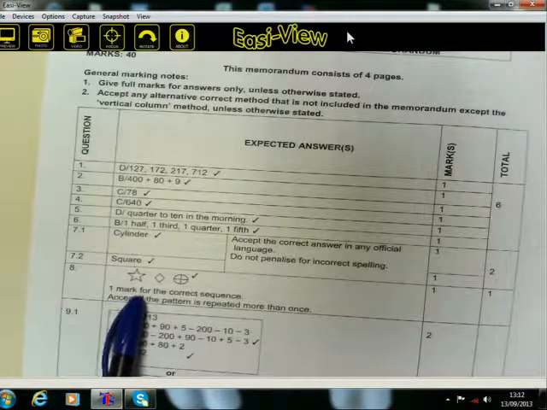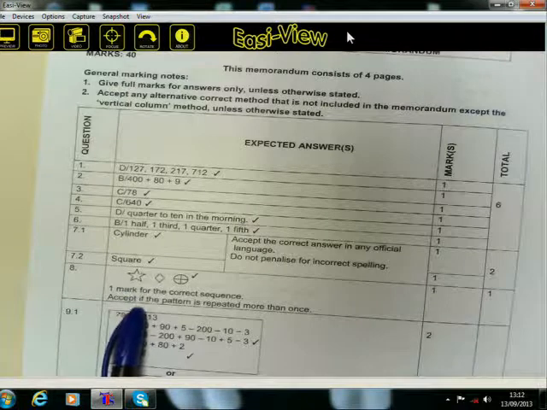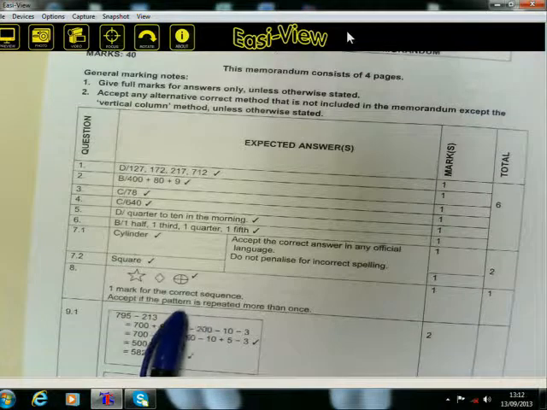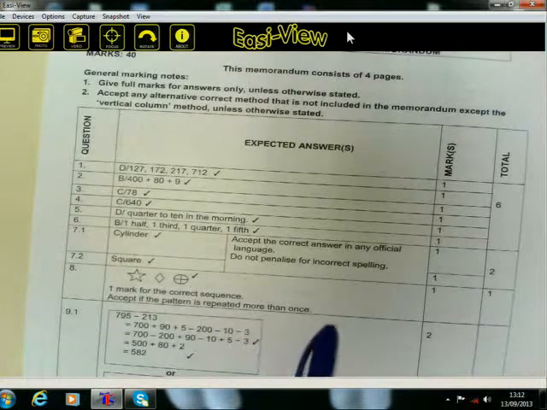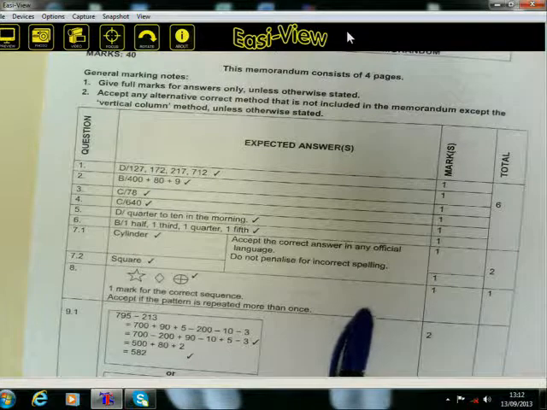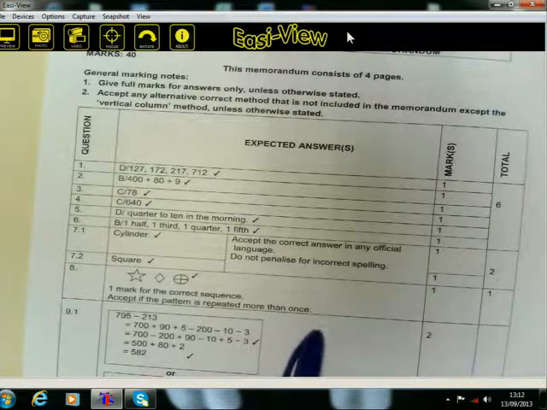Number 8, repeat the diagram pattern once more. 1 mark for the correct sequence, except if the pattern is repeated more than once. So that is easy. If the learner repeated the pattern 3 times, it will still be correct. Although he's wasting a lot of time, it will still be allocated 1 mark for the learner.